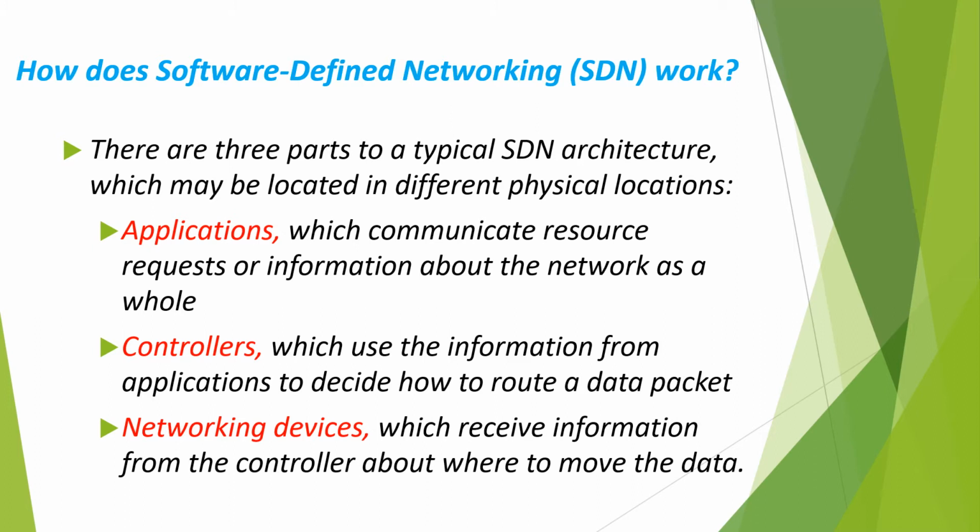Now networking devices are actual physical layer devices, and those devices receive information from the controller about where to move the data, right? So basically applications will send the data, and they will send the resource request to controllers. Controllers will have the information from the application, then they will decide how to route the data packet, and networking devices will get instructions from the controller, and based on that they will do the data movement actually in the network via the physical layer. So this is a high level mechanism of how SDN works.